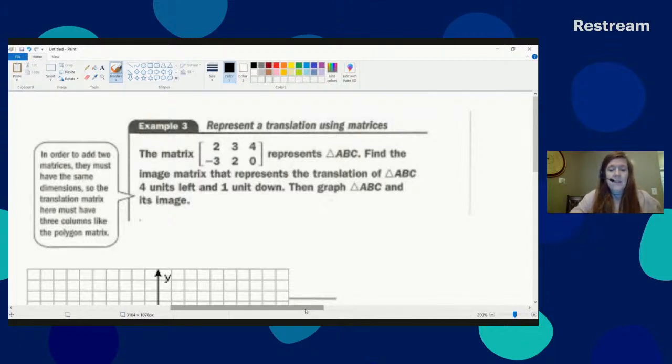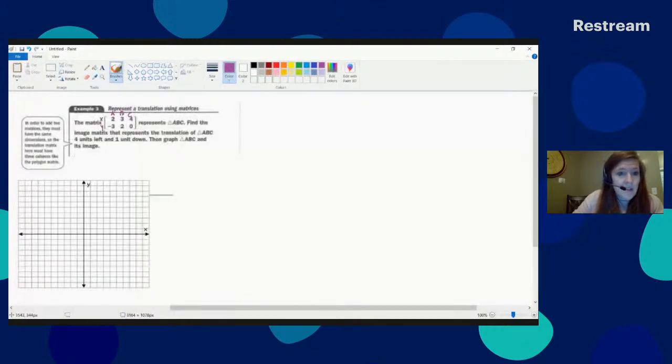So what's going on here is it says the matrix right here, this is a 2 by 3 matrix, represents triangle ABC. So what they're telling you is that, remember, this is your X, this is your Y, and the first column represents A, then B, C. So these are coordinates, right? So before we even do anything, this matrix represents triangle ABC. So let's graph it. I better zoom out for that, right? Oh, sorry. So A is at 2, negative 3, right here.